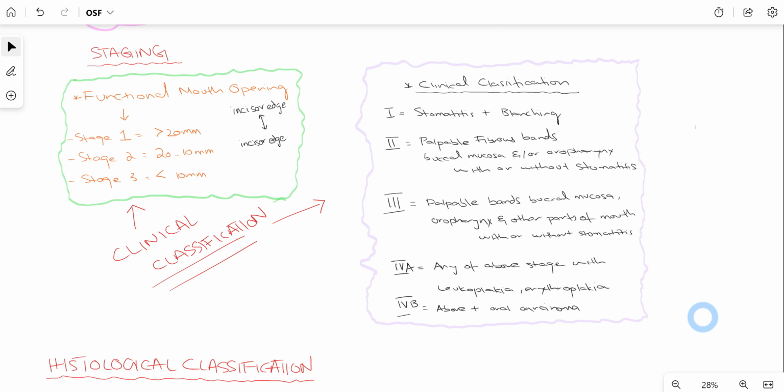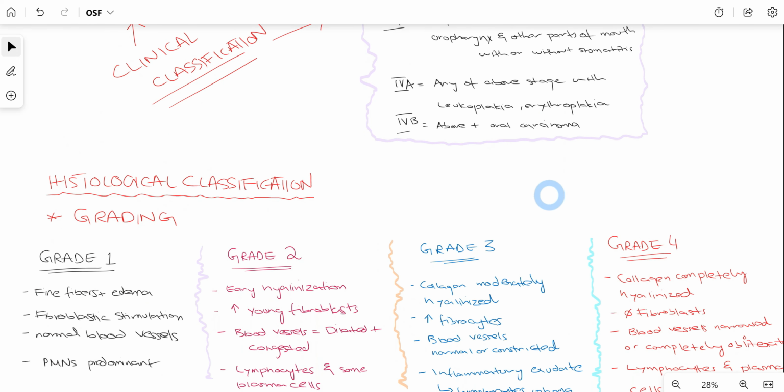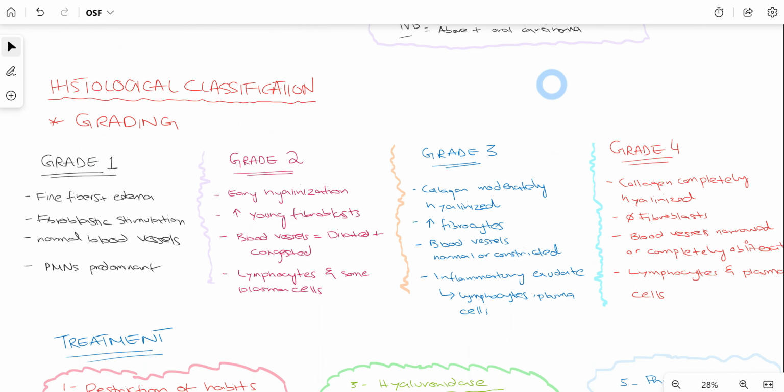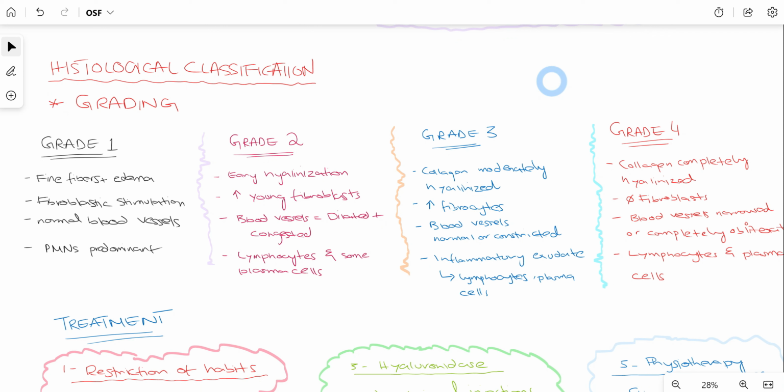Now, another way to classify OSF is on the basis of histology. That is called grading. We have 4 grades we can perform using histological slides. Now, in grade 1, there will be fine fibers and there will be slight edema as well. The second feature will be increased fibroblastic stimulation. Blood vessels, however, will appear normal, and there will be polymorphonuclear cells. This is grade 1. When we talk about grade 2, all of these features will now be increased.